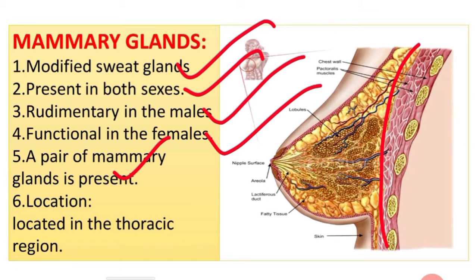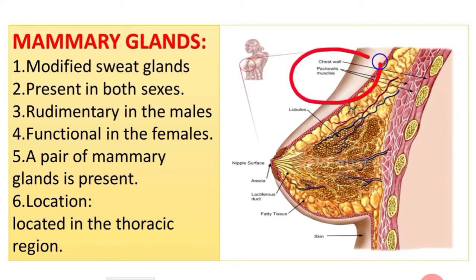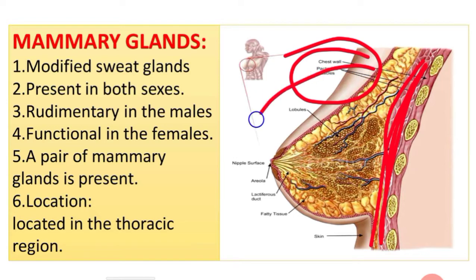These are a pair of rounded prominences present over the pectoralis major muscle. This is the pectoralis major muscle. These are a pair of rounded prominences present over the pectoralis major muscles on the front wall of the thorax. Right? Got it? Shall we recall it again?